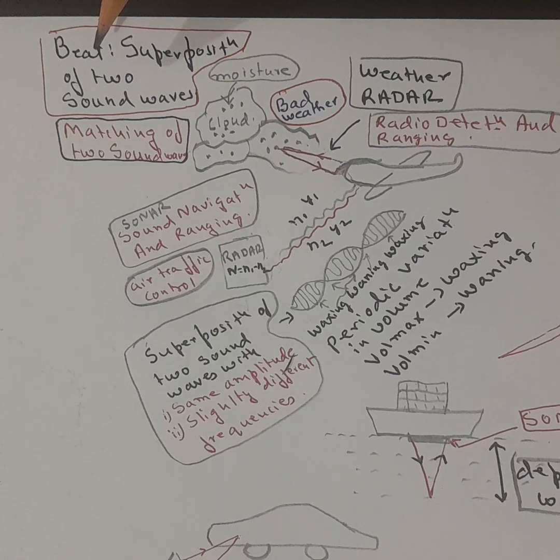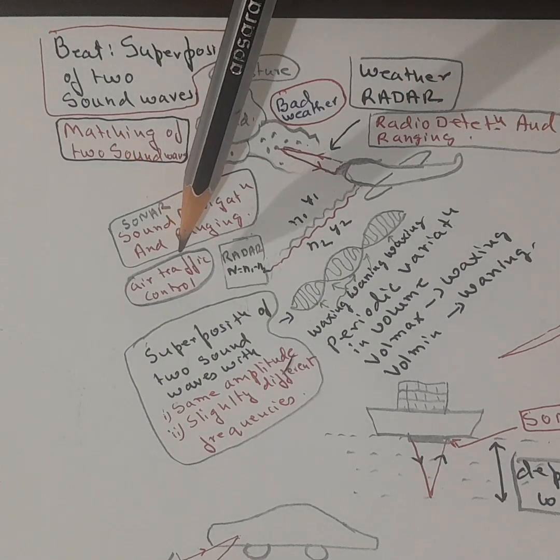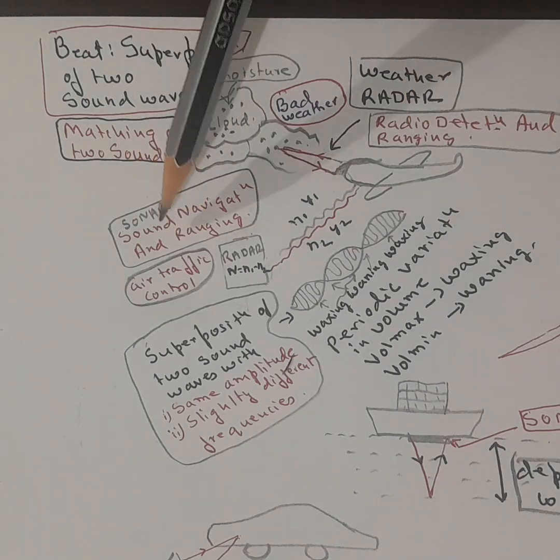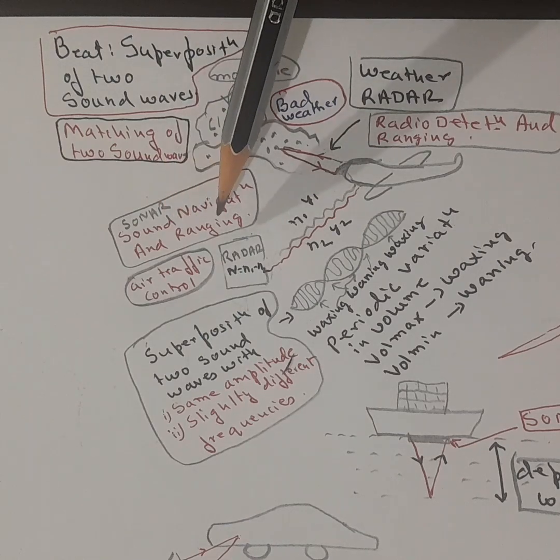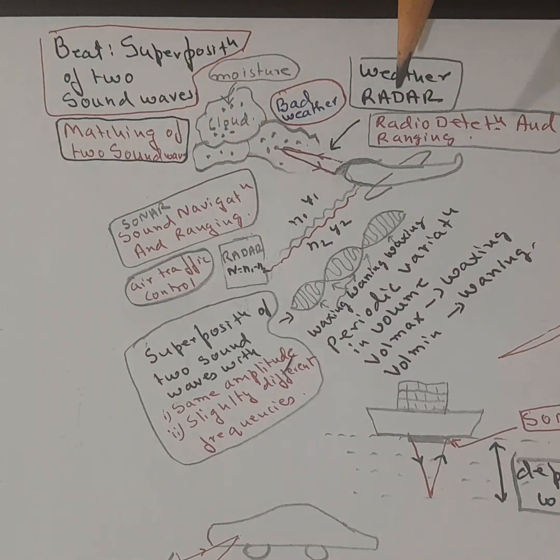Now this beat is obviously not that beat. This is about superposition of two sound waves. Now let's understand the significance of beat and then let's get into the derivation of beat. We have heard of radar, which is radio detection and ranging system. We have heard of sonar, which is sound navigation and ranging system. Both are based on beats, that is, superposition of two sound waves.